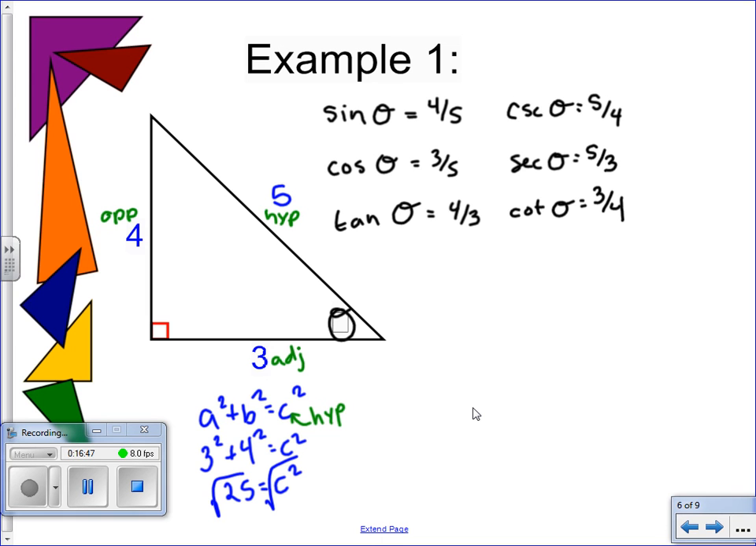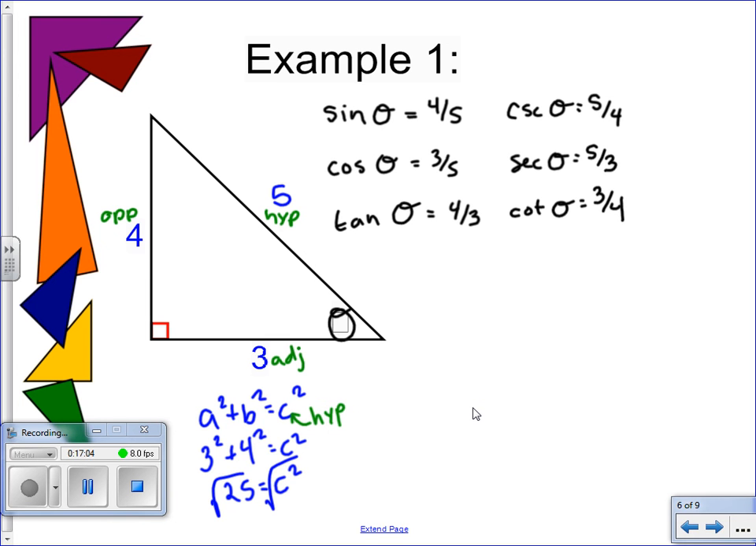And also, you can take 3, 4, 5 and multiply all the numbers by the same factor. Like multiply them all by 2, and 6, 8, 10 also works in the Pythagorean theorem. Those are just helpful things that might reduce the amount of work you're doing.